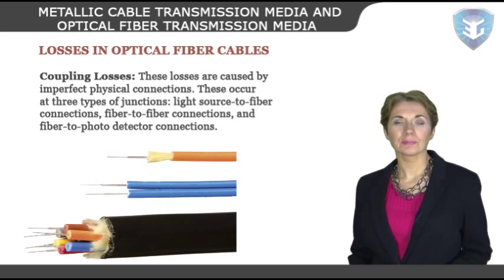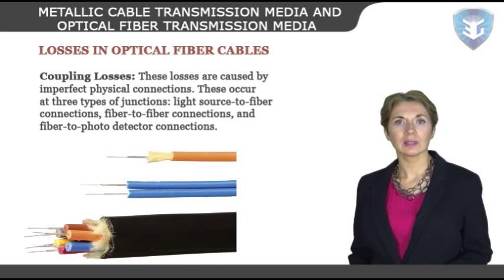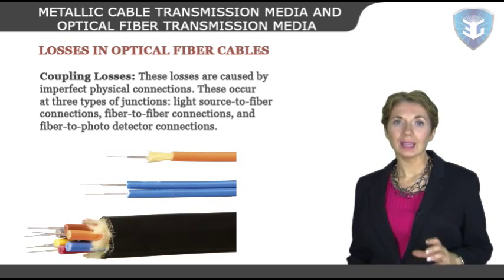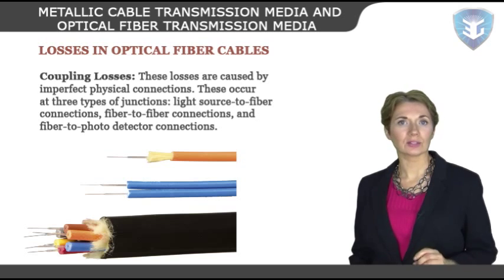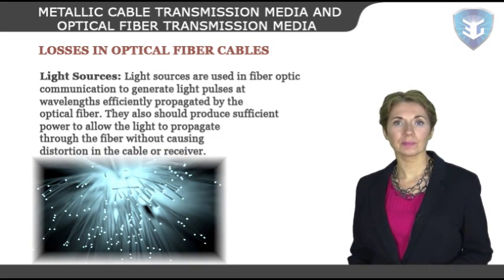Coupling losses. These losses are caused by imperfect physical connections. These occur at three types of junctions: light source to fiber connections, fiber to fiber connections, and fiber to photodetector connections. Let's now have a look at light sources.